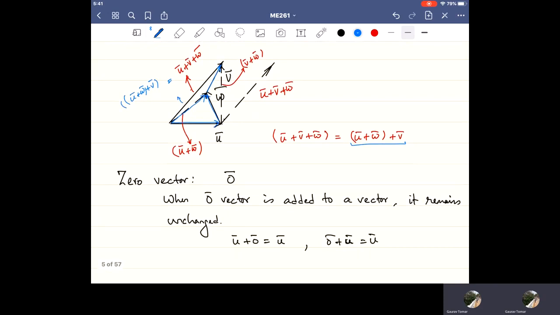Then there's a special vector, which is the zero vector. When you add the zero vector to any other vector, it leaves it unchanged, right? So U plus zero is going to be U, and zero plus U is also going to be U. Okay, as simple as that.